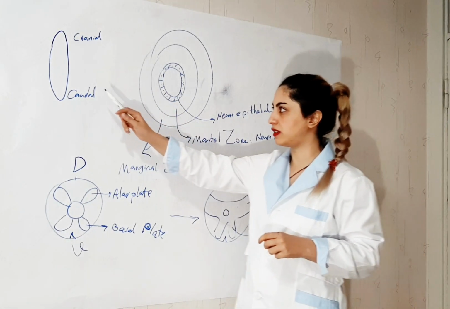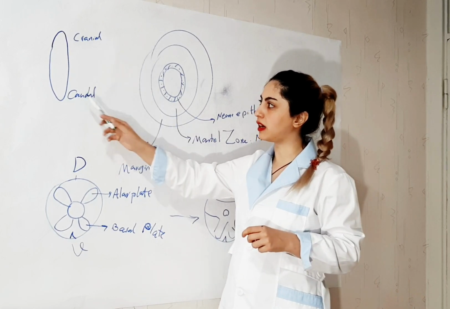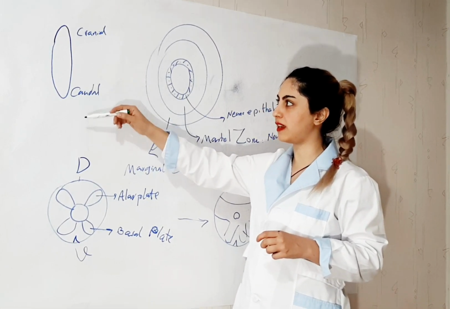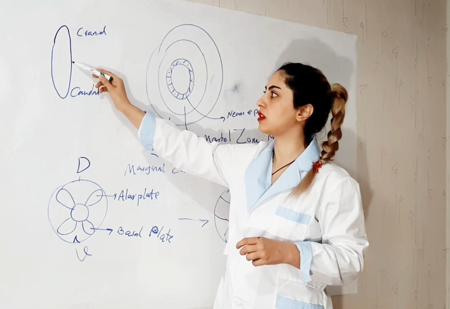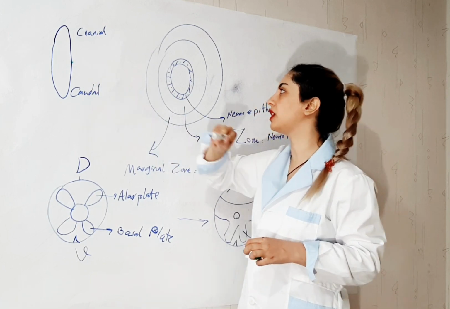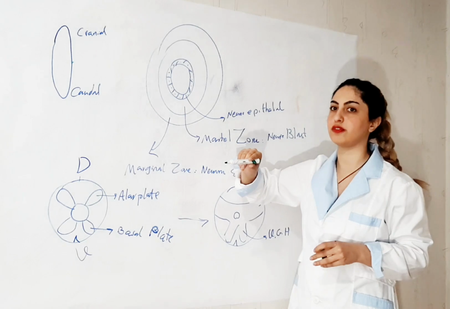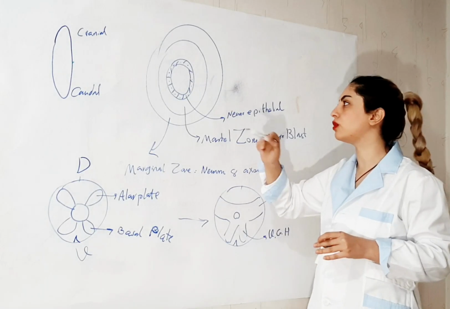So here is my neural tube. Here is the cranial part, the caudal part. The caudal part is going to make my spinal cord. And what are the layers of the spinal cord when it's going to be made?